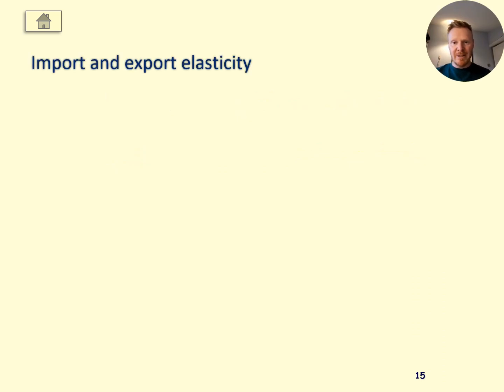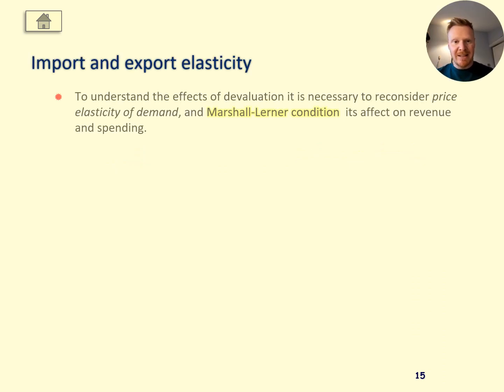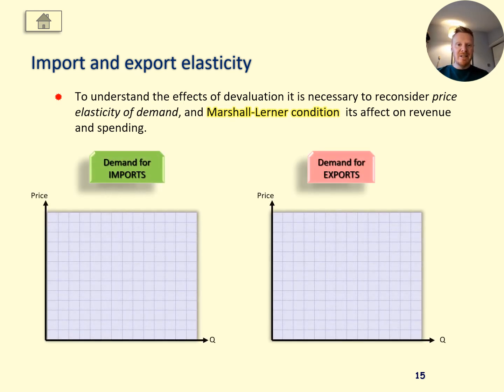So, I said the Marshall-Lerner condition. I said we'll explain that. Here it is. To understand the effects of a devaluation, it is necessary to reconsider price elasticity of demand, everybody's favorite from year one microeconomics. So the Marshall-Lerner condition. Remember we said that a devaluation will only work if the price elasticity of demand of imports and exports is greater than 1. Well, let's have a look.